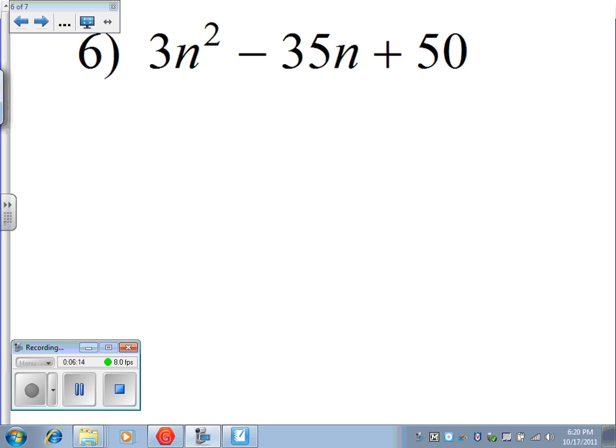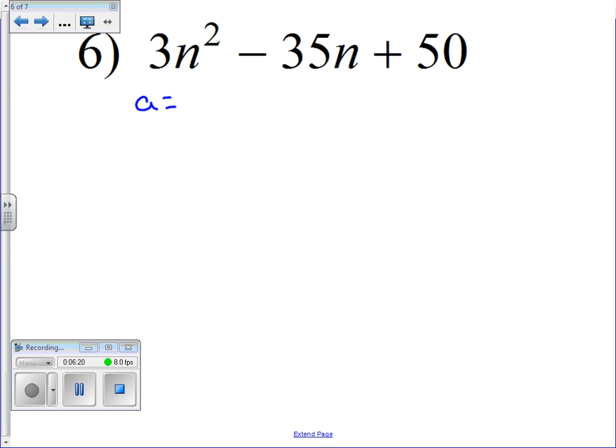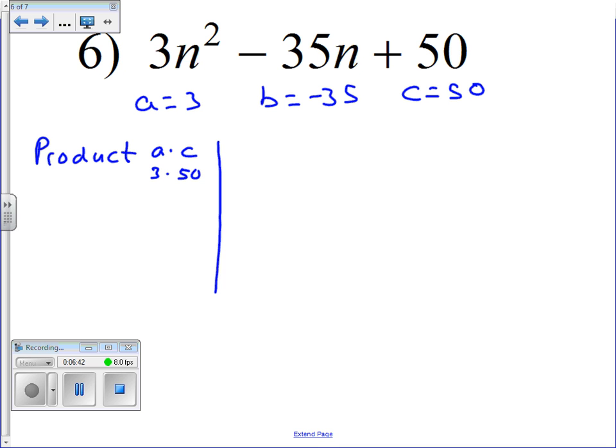Okay, for 3n squared minus 35n plus 50, a is equal to 3, b is negative 35, and c is 50. And we're going to do product, sum, and grouping. So product, a times c, 3 times 50, 150. Two numbers that multiply to give me 150, but their sum is going to be b, which is negative 35.